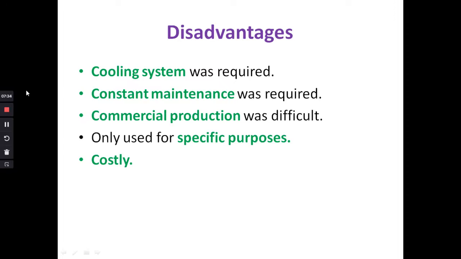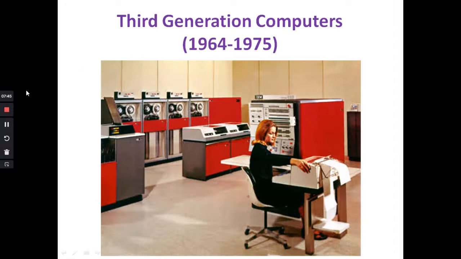Commercial production was difficult. That is, large-scale production of the machine was very difficult because it is very costly. Okay, so this is the most important disadvantage of the second generation computer. This is the third generation computer. Now you can see the machine working.